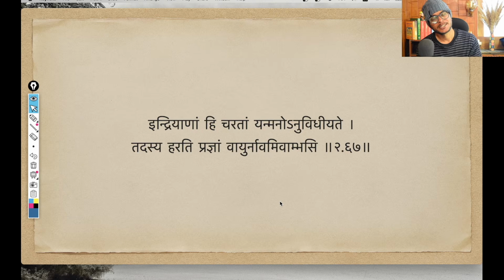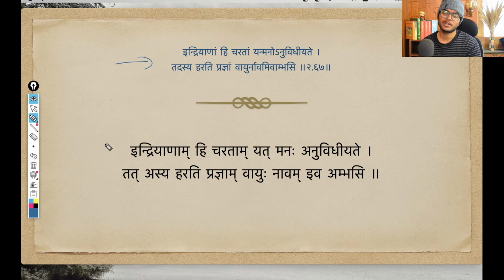Okay, so this is the 67th shloka. Let me go through the shloka once. Indriyanam hi charatam yan mano nuvidhiyate tadasya harati pragnyam vayur navami vambhasi. Okay, so this is the mool original shloka, and here is the padacheda version. Let us see what all sandhis we can spot here.